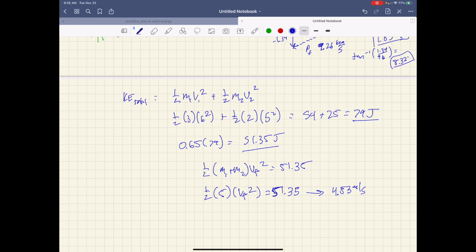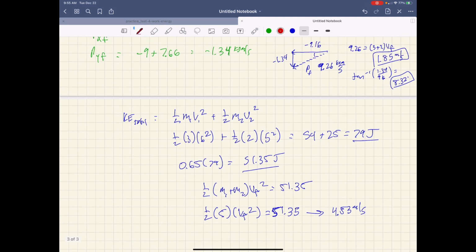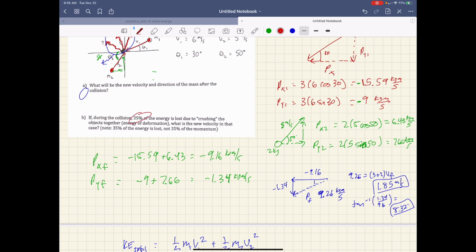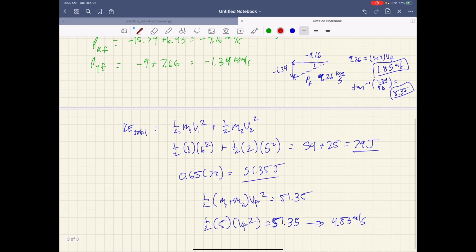Okay, this is a continuation of the problem. So I paused briefly because when I solve for the velocity of the object, if you lose 35% of the energy, here you can see the kinetic energy of both objects. That's a total of 79 joules, and then 65% of that is 51.35, and so I set that equal to the final kinetic energy, and you get a final velocity of 4.53, and then you compare that to up here. The final velocity when you do conservation of momentum is 1.85.